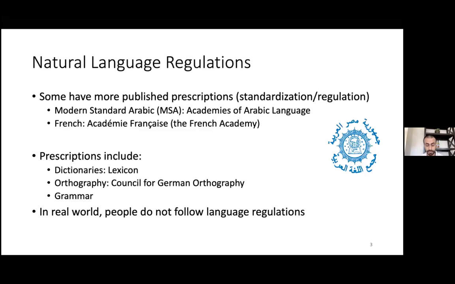Language prescriptions include dictionaries, so linguists design dictionaries, lists of words and their meaning. There are some languages that regulate orthography or spelling, like the German language. Also, prescriptions include grammar. And in the real world, people do not follow this standardization. So people do not necessarily speak exactly as the prescriptions given by the language academy.